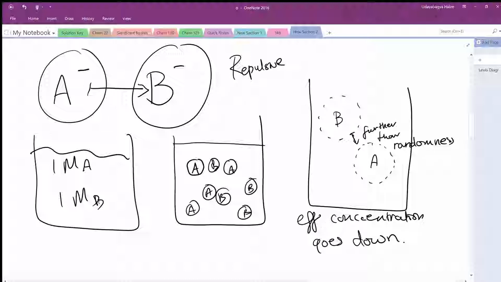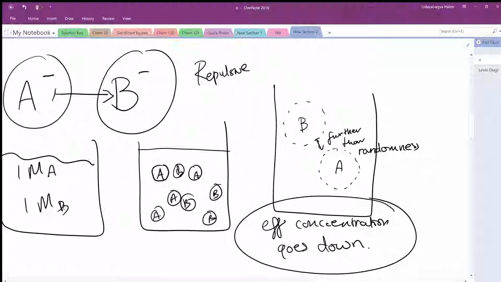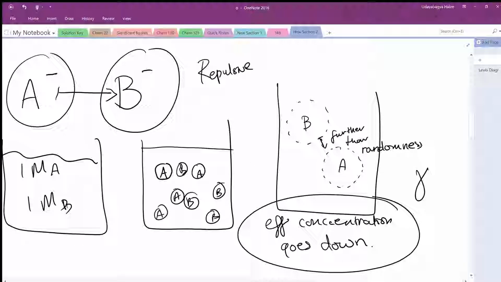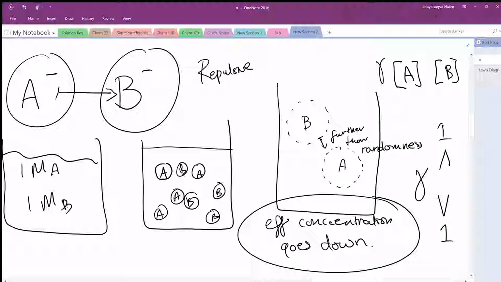So far so good? Just negative and negative. They don't like one another, so the effective concentration in solution is actually going to be lower than what you would expect. So if the effective concentration goes down, is gamma going to be greater than 1, or less than 1? What is our correction factor? So I have concentration of A times concentration of B. So this is ideal. But if I have to sneak in gamma, the activity of A, activity of B, is gamma going to be greater than 1 or less than 1? Less than 1, yeah. So the effective concentration is going to be less.